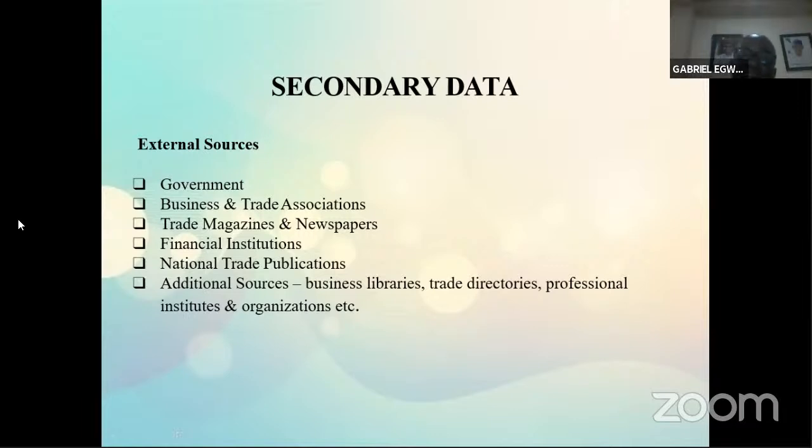Then there are additional sources like business libraries. If you go online, trade directories. I don't think they make them anymore. But growing up, there's this big Yellow Page. Yes, there's this big book called Yellow Page. You open it, you want to see any address, any business, you find it there.